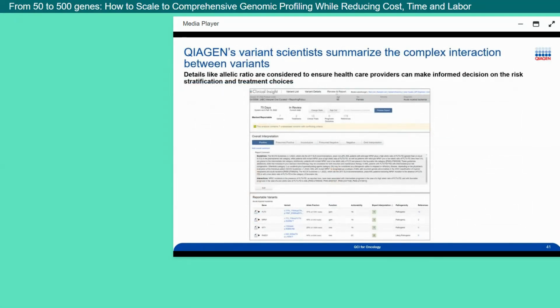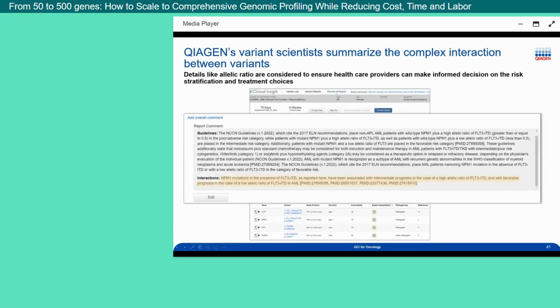While QCI's bibliography provides references to the relevant guidelines and articles describing the effect of co-occurring mutations, these complex scientific situations are very well handled by QIAGEN's expert interpretation summaries, which include such details when building your report, so you can confidently assess the prognostic outcome and risk classification of patients with AML.